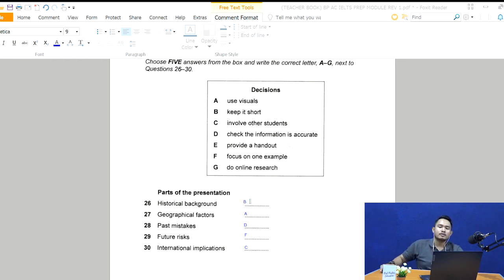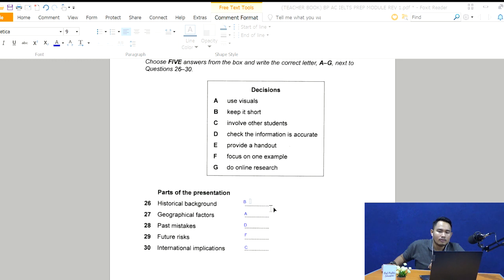Okay, we could use some maps. So the woman, not the man, sorry. The woman said that we could use some maps to help the students understand. Maps are a visual thing, so the best answer for this one is A, use visuals. However, they mentioned the handout. Remember, the handout there is probably the distractor as well.